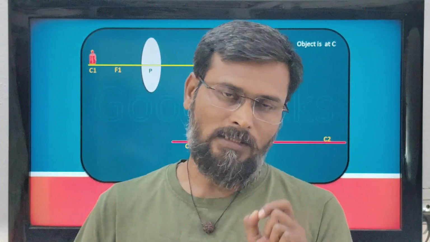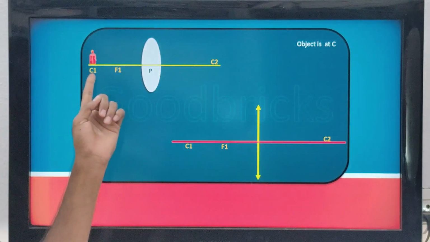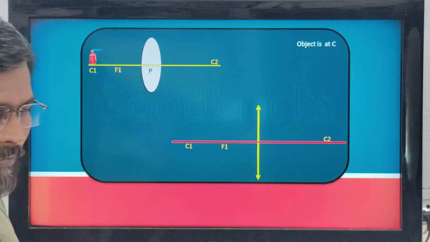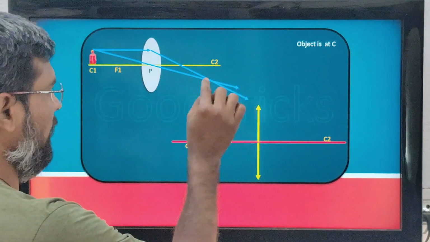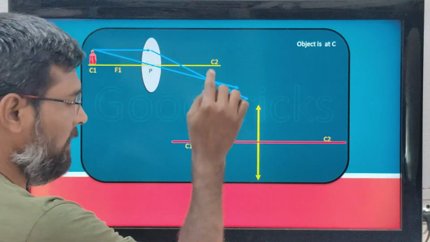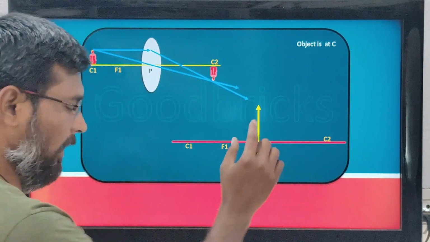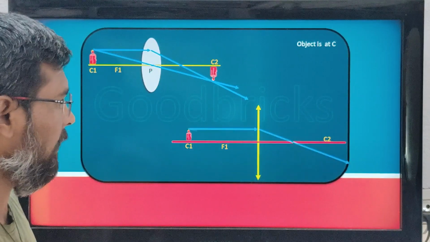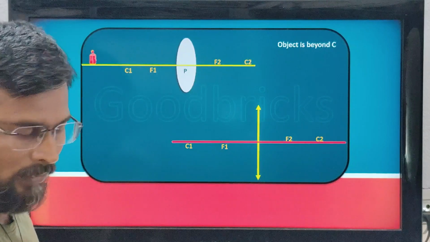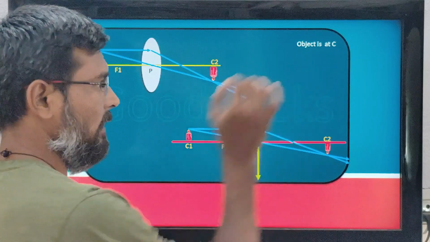Now let us discuss the easiest and most important ray diagram, when the object is at C. See here, you can see the object is at C, and we are going to follow the same rules, and these refracted rays are converging here. It means the image is forming at C. The same ray diagram with the help of the symbol of the convex lens, you can see on the screen. So finally, this is the ray diagram when the object is at C.